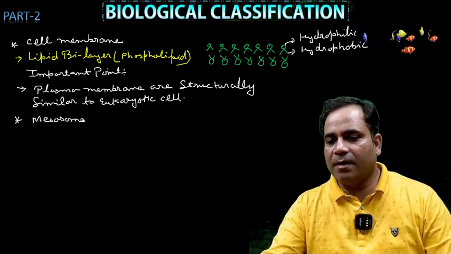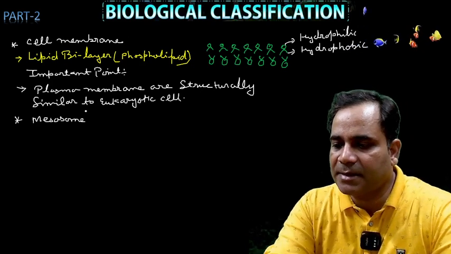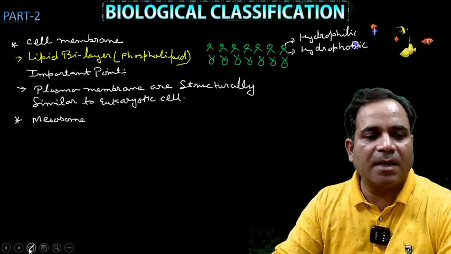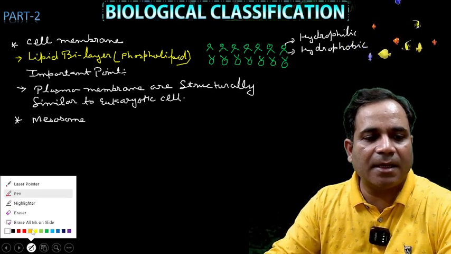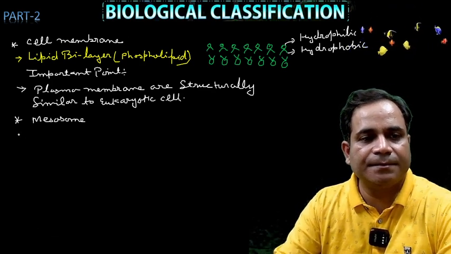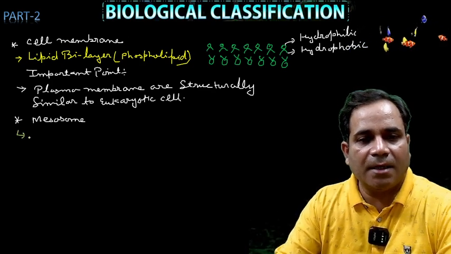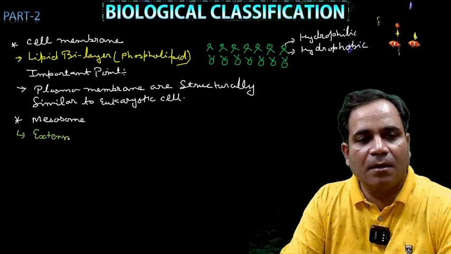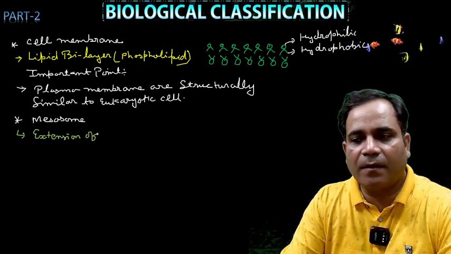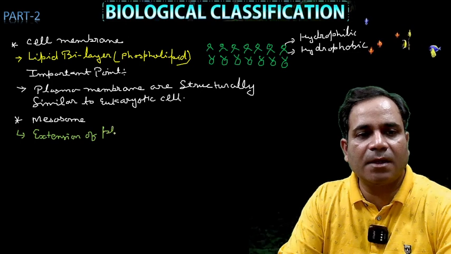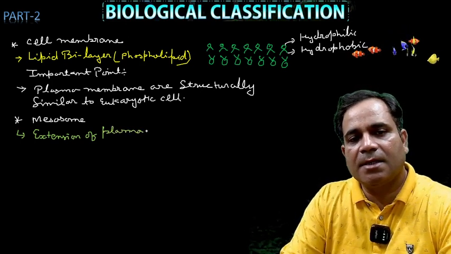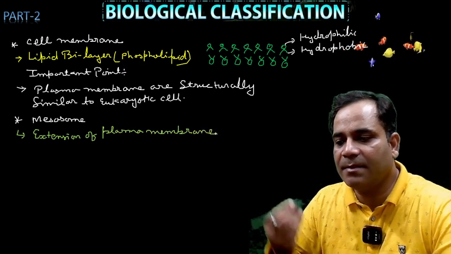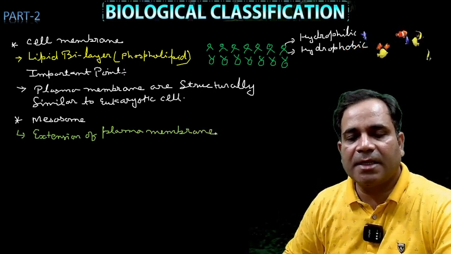See something about what mesosome. Here, the extension of plasma membrane. You know the extension of plasma membrane. I will make the diagram there also. See what I'm writing here: extension of plasma membrane. Yes or no? So extension of plasma membrane.